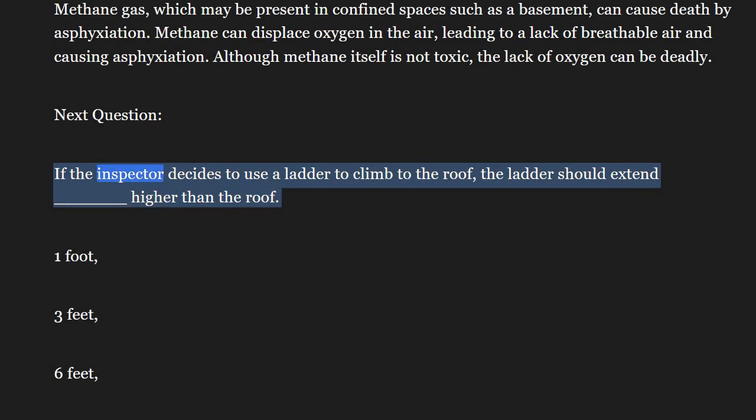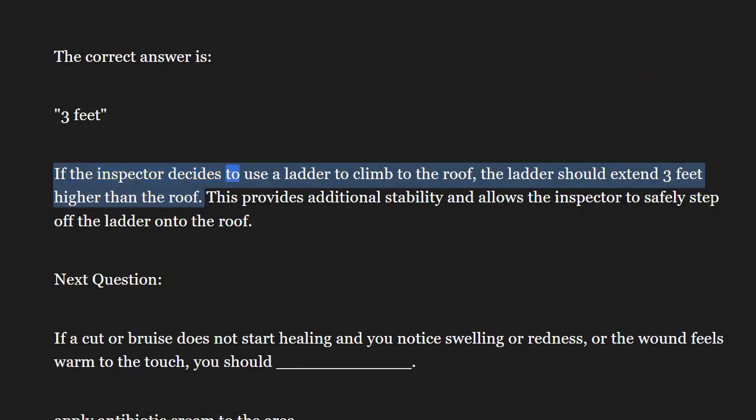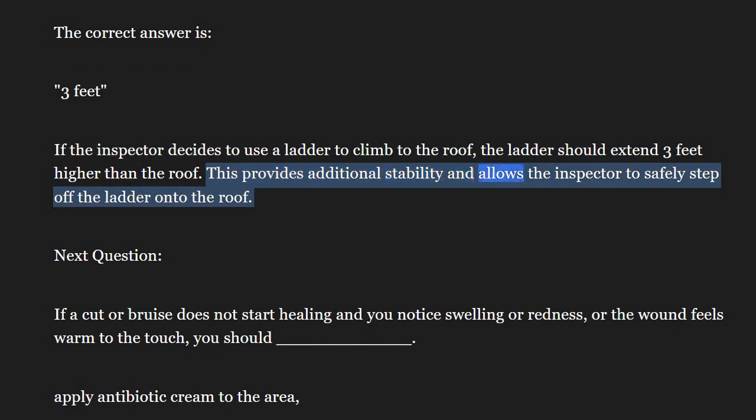Next question. If the inspector decides to use a ladder to climb to the roof, the ladder should extend how much higher than the roof? 1 foot, 3 feet, 6 feet, 8 feet. The correct answer is 3 feet. If the inspector decides to use a ladder to climb to the roof, the ladder should extend 3 feet higher than the roof. This provides additional stability and allows the inspector to safely step off the ladder onto the roof.